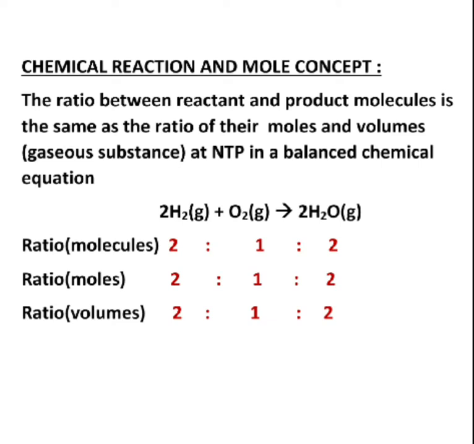So in such cases, whatever the reaction is given to you, first you need to balance that chemical reaction. A video has already been uploaded on how to balance a chemical reaction. So I've directly specified the balanced chemical equation here for the formation of a water molecule. 2 moles of H2 gas interacts with 1 mole of O2 gas and forms 2 moles of water in its gaseous form. So just consider the ratio.